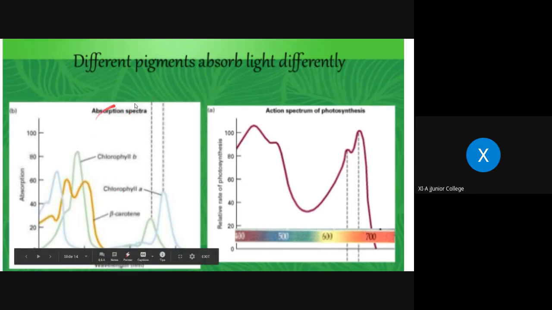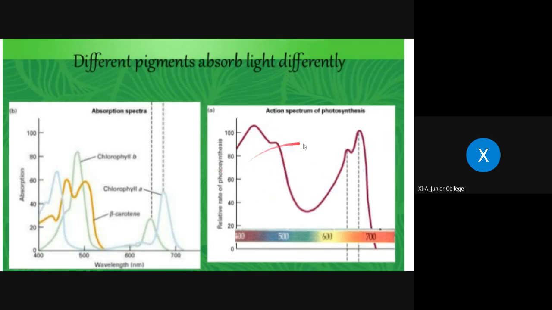That is what is called absorption spectra. And action spectrum of photosynthesis means what? At what wavelength the maximum photosynthesis takes place. This is at what wavelength maximum absorption is taking place in this graph. Whereas in this graph, you can see maximum photosynthesis taking place at what wavelength.